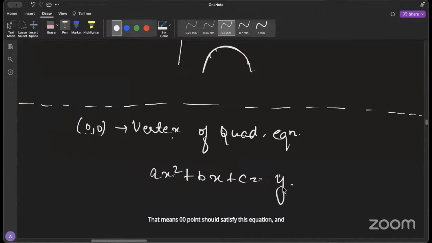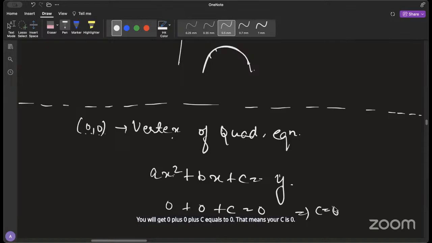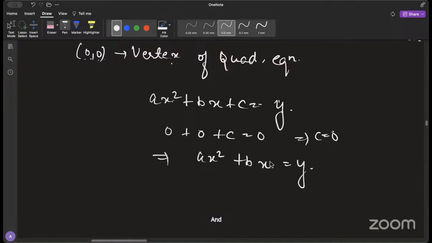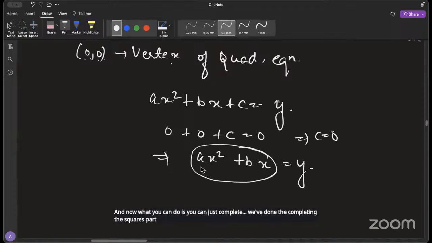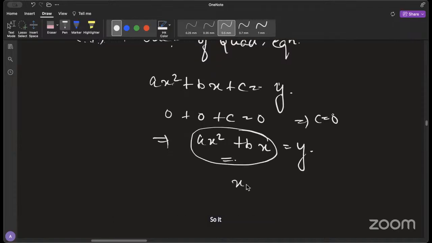And if you substitute y equals 0 and x equals 0 in this equation, you will get 0 plus 0 plus c equals 0. That means your c is 0. So this will give you ax squared plus bx equals y. And now what you can do is, we've done the completing the squares part, right? This can be solved using completing the squares. So it will be something like this, x minus k whole square equals y.